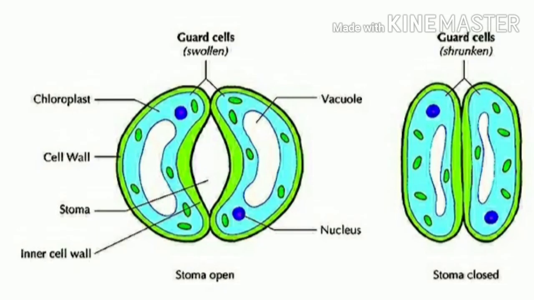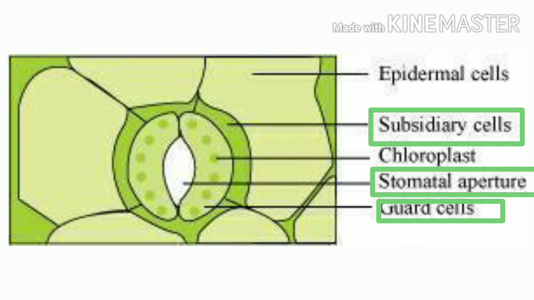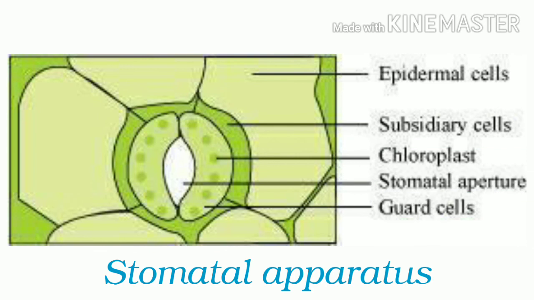When the guard cells absorb water, they become turgid and the stomatal pore opens. When the water of the guard cells is removed, the cells become flaccid and the stomatal aperture closes. Some of the epidermal cells surrounding the guard cells become specialized in their shape and size and are called subsidiary cells. The stomatal aperture, guard cells, and the subsidiary cells are together called the stomatal apparatus.